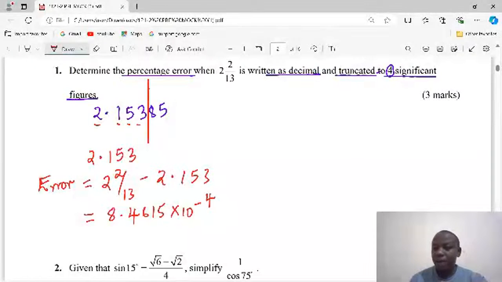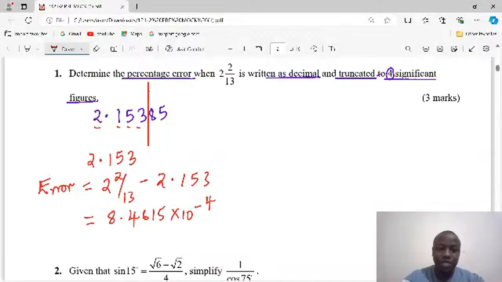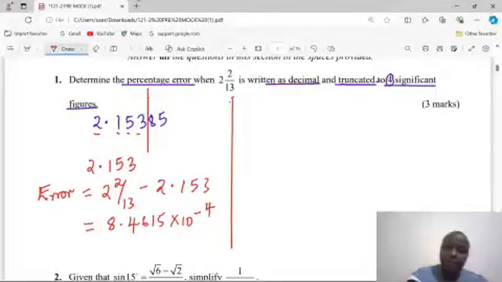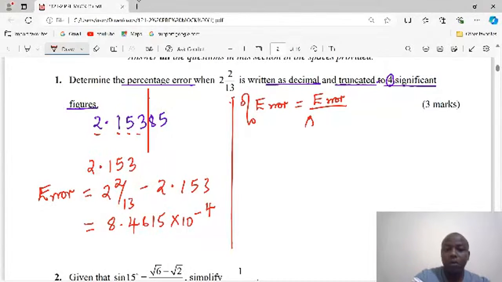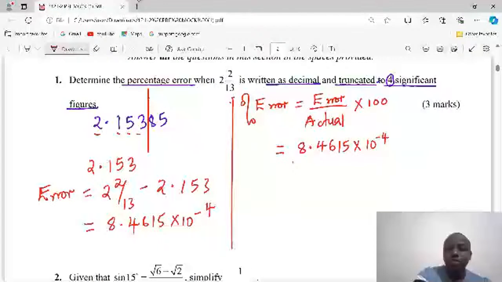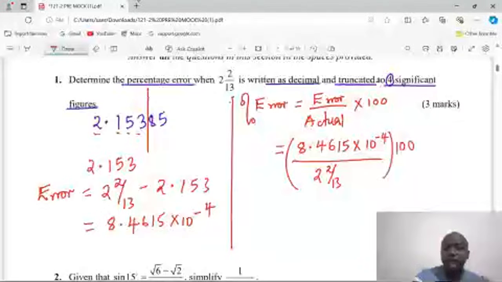The next thing will be now working out the percentage error. Now we are having the error. For us to get percentage error, we need the error itself. We divide by the actual value, then we multiply by 100 to make it percentage. 8.4615 times 10 power negative 4, the actual value, that is 2 and 2 out of 13. Now this one by 100.